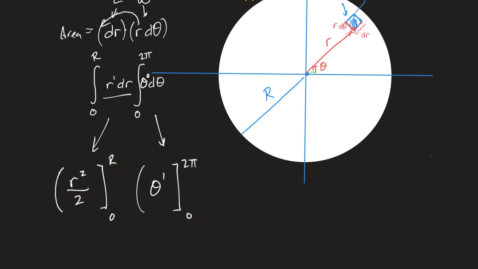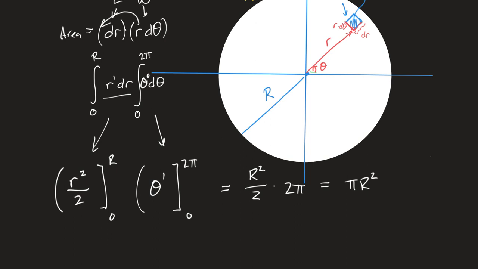Now you notice that both limits are 0, right? On the bottom end. So I'm not going to write those in. I'm just going to put in my limits. And my limits will be r squared over 2 times 2 pi. Do you see it? Do you see the 2's canceling? And I'm left with pi r squared.